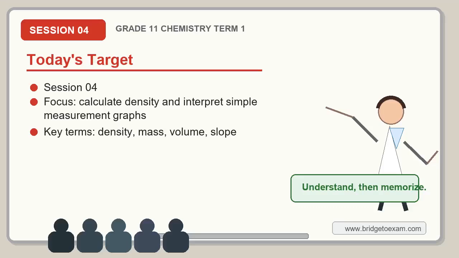Welcome, class. Today, our session title is Week 1, Session 4, Density, Graphing, and Measurement Uncertainty. We will move slowly and make the chemistry understandable. Your goal is to calculate density and interpret simple measurement graphs. Listen for these key terms: density, mass, volume, slope, uncertainty.